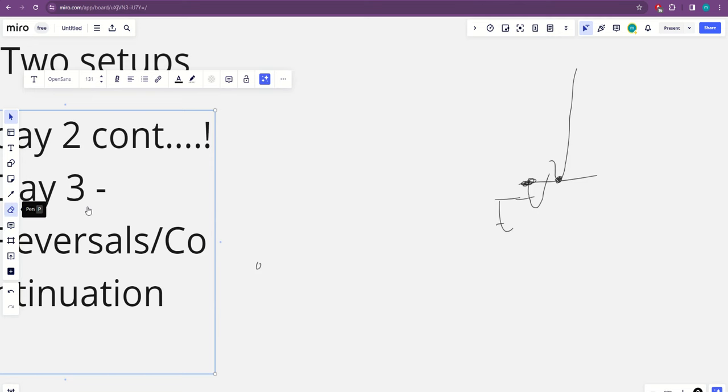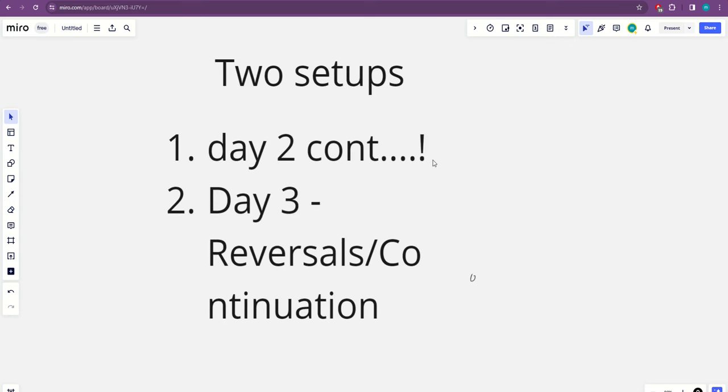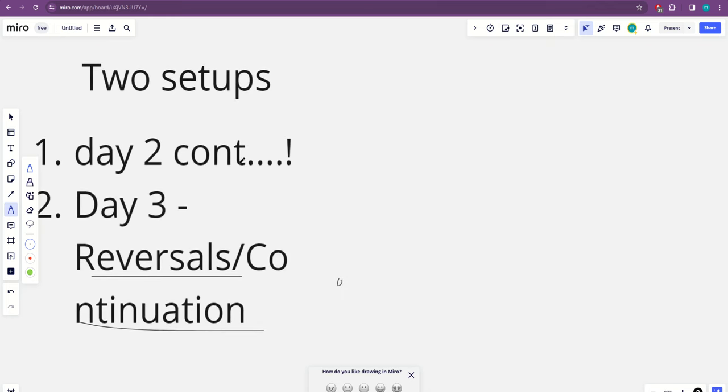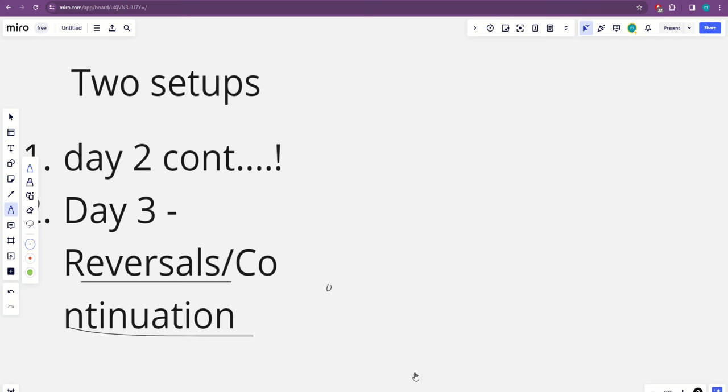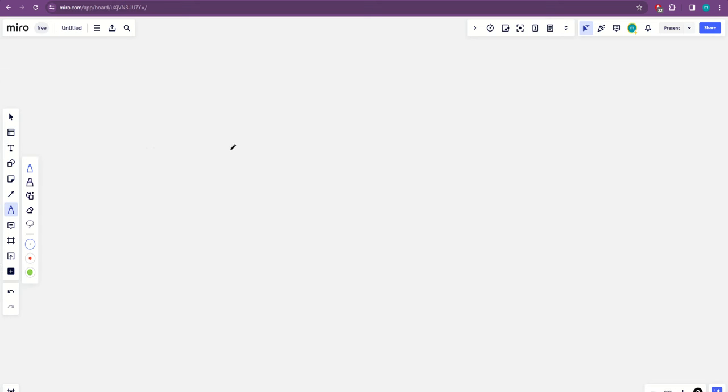So guys, I hope you understand. On this channel, we look at day two continuations, which are the easiest trades, and then we also look at day threes. Most day threes are gonna be reversals, however, there are days when they will be continuations. I've already explained, but I'll try to go a little bit deeper. Let's start with day two continuations.